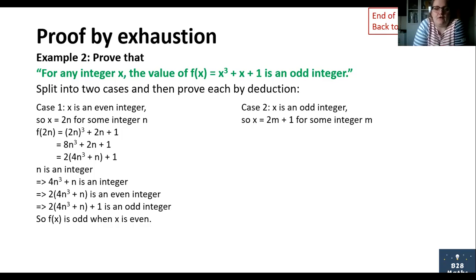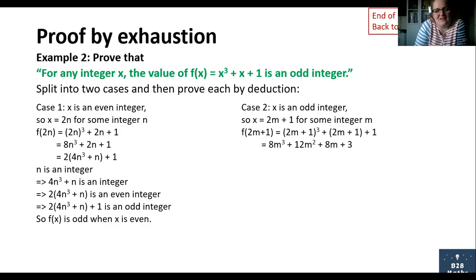So this time x equals 2m plus 1 for some integer m. Therefore, we're going to rewrite the whole equation again. f(2m plus 1) equals (2m plus 1) cubed plus 2m plus 1 plus 1. Then we're going to have it equals 8m cubed plus 12m squared plus 8m plus 3, which is 2 lots of 4m cubed plus 6m squared plus 4m plus 1, plus 1, multiplied by 2 plus 1.